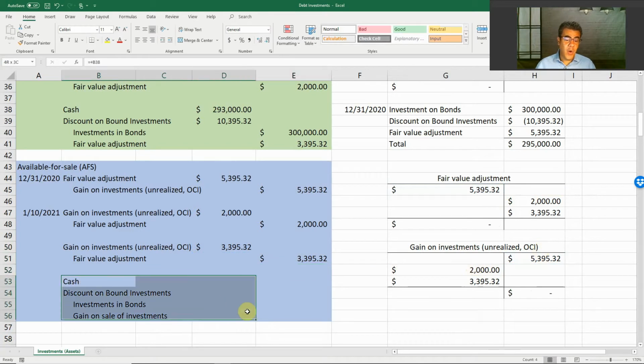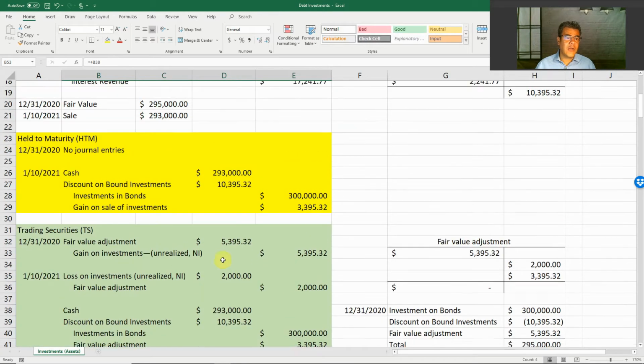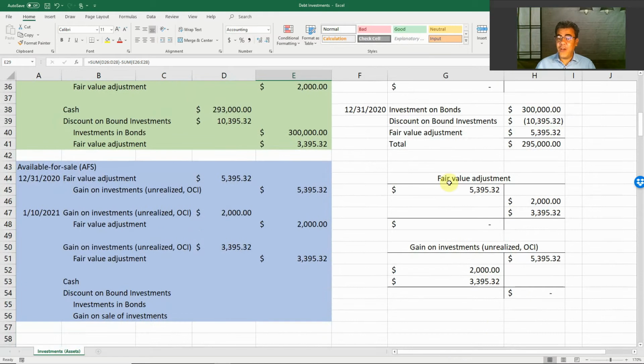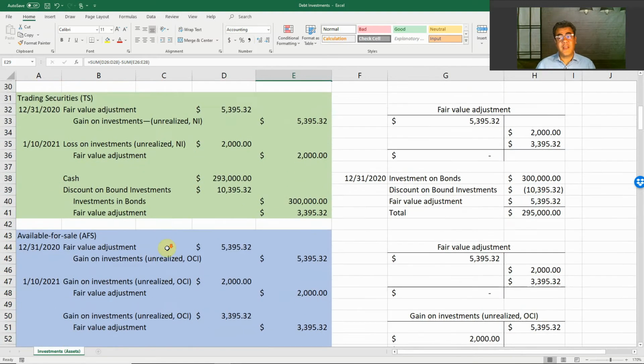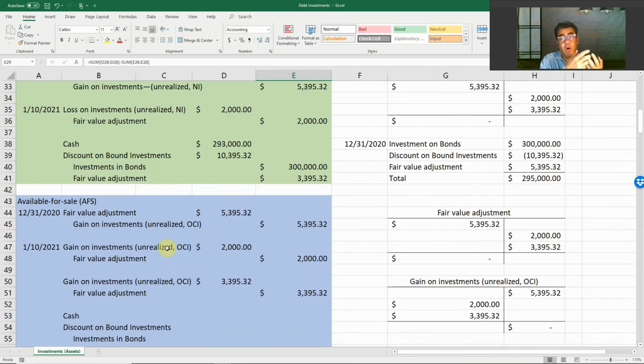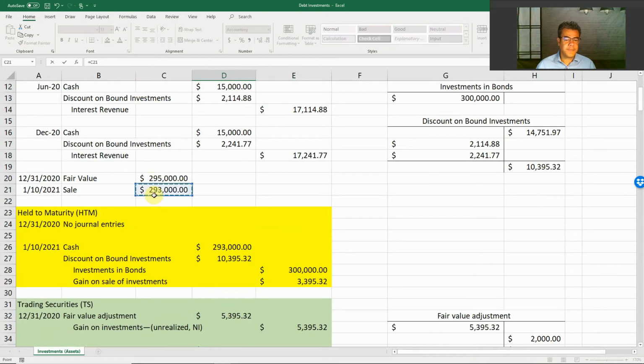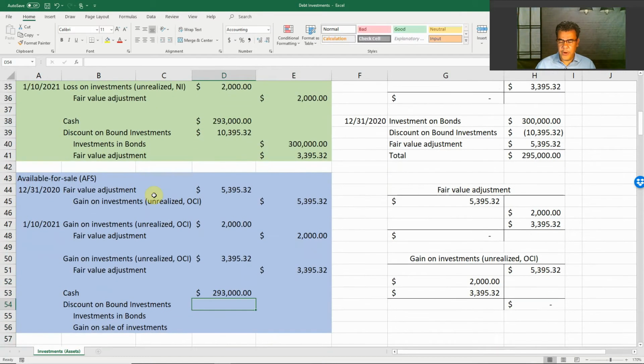And when we sell it, then it looks like held to maturity. Because we have no more ending balances on fair value adjustment and gain on investment. So this available for sale is quite a combination between trading and held to maturity. Sometimes it looks like trading, most of the times. However, when we sell it, it looks like held to maturity. So cash, 293. Let's close our accounts here.